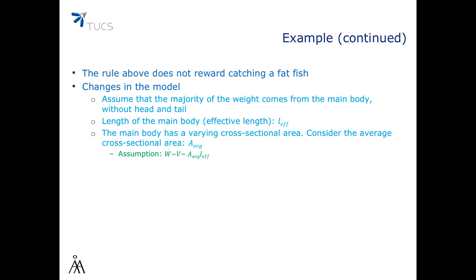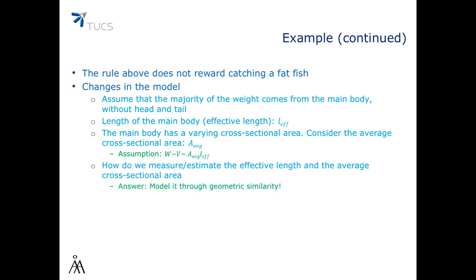So the problem for us is going to be, in this formulation of the model, how to estimate the average cross-sectional area and the effective length by having access just to some easily measurable dimensions of that fish. So here is what we will do. We are going to again assume that we will have geometric similarity between the various fish we catch in this competition. And that means that we are going to assume that the effective length is going to be proportional to the total length of the fish, which is something we can easily measure.